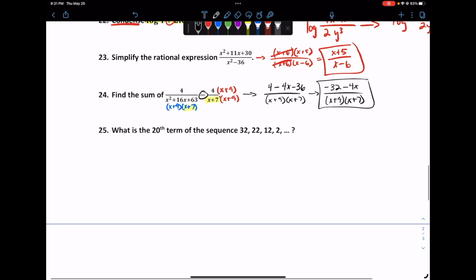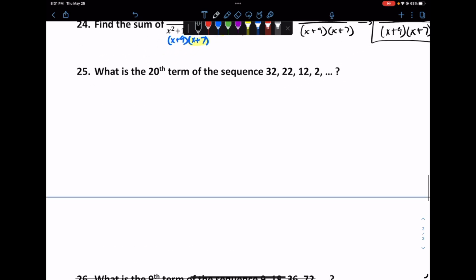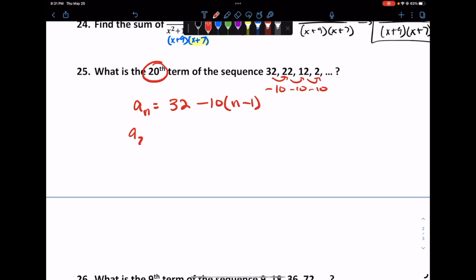All right, number 25. What is the 20th term of the sequence 32, 22, 12, 2? It looks like we are subtracting 10 each time. So our sequence is going to be 32, the first term, minus 10 times n minus 1. If we want the 20th term, we can do 32 minus 10 times 20 minus 1. So that's going to be 32 minus 10 times 19, so 190.